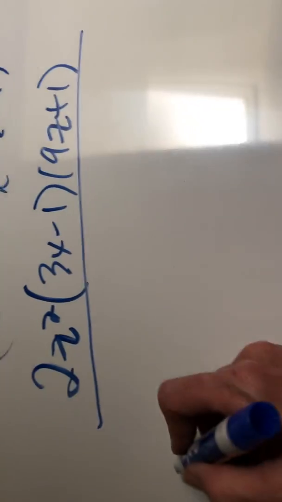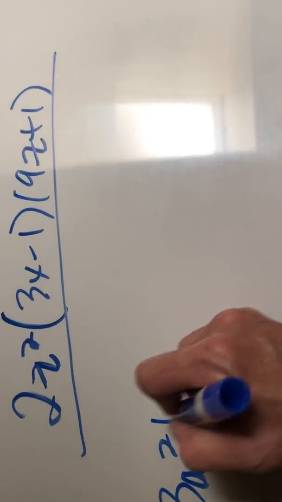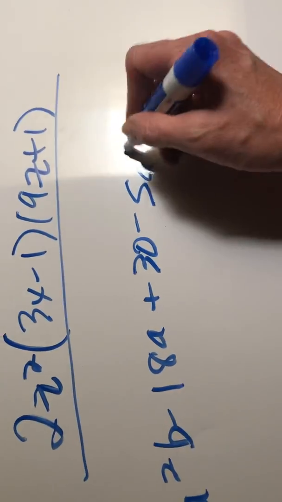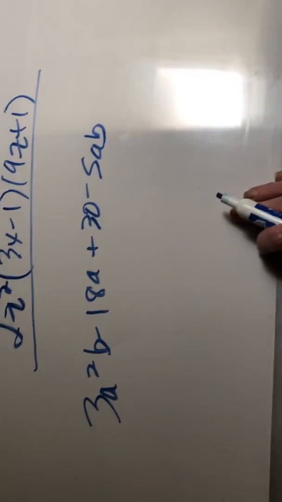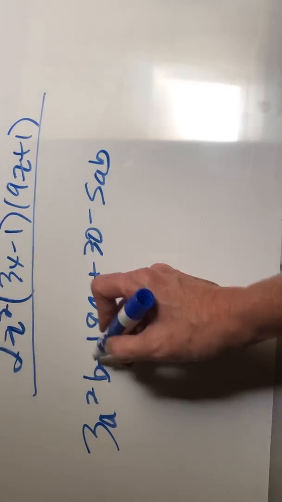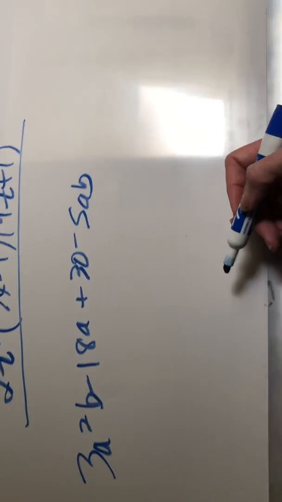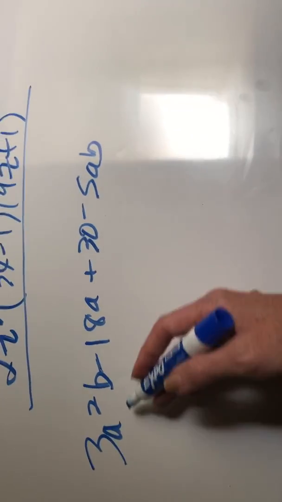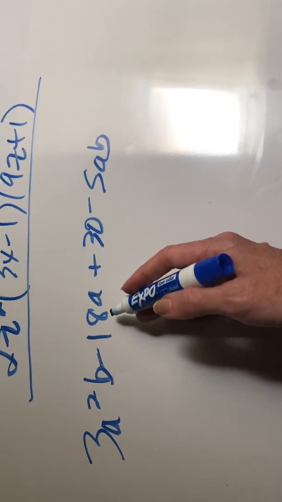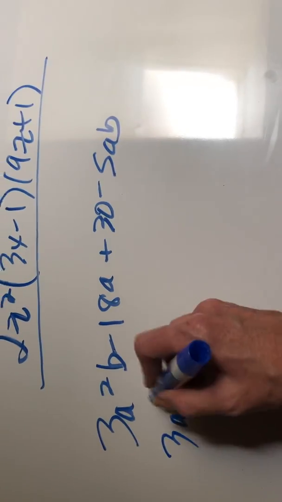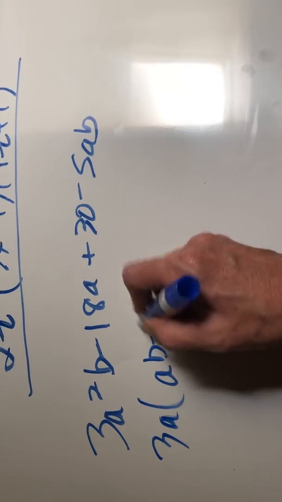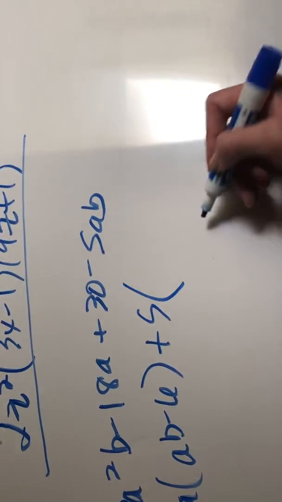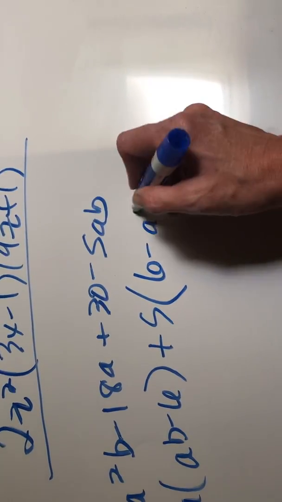Let's see. 3a squared b minus 18a plus 30 minus 5ab. Okay, so factor completely. So let's see. I can take the 3a out. So that's ab minus 6. Here I can take a 5 out. So that's going to be 6 minus ab.